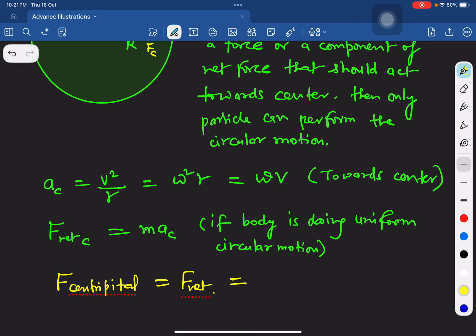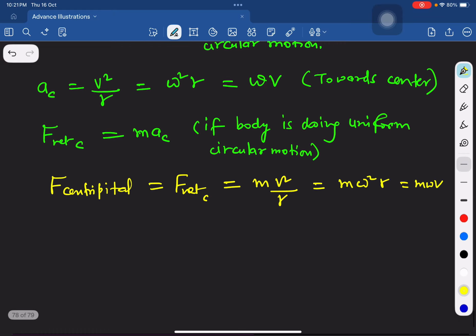And that will be m v square by r, or m omega square r, or m omega v, whatever you want to write down. All these formulas are valid, guys, if you are performing uniform circular motion.